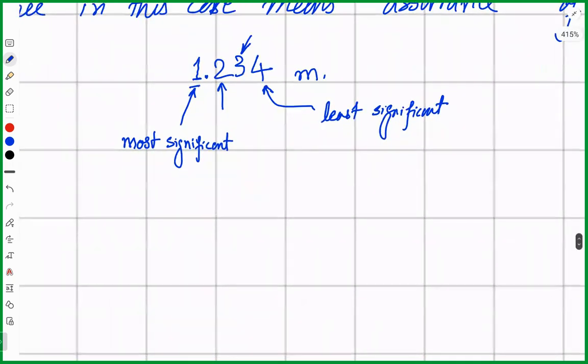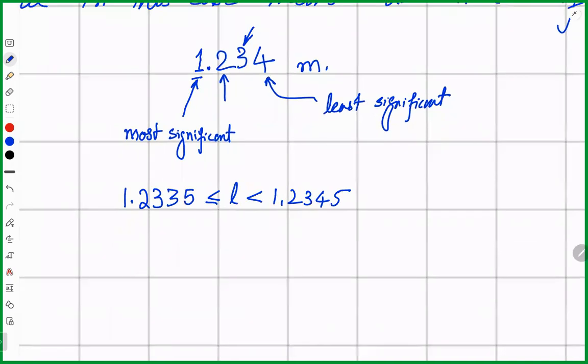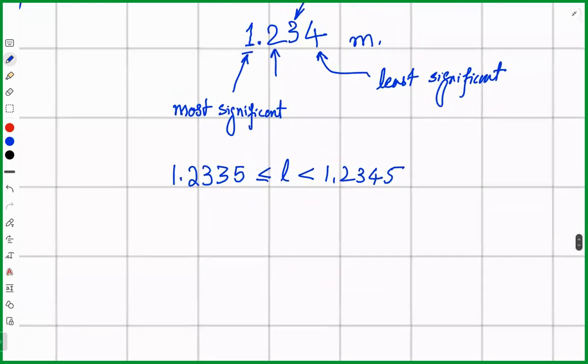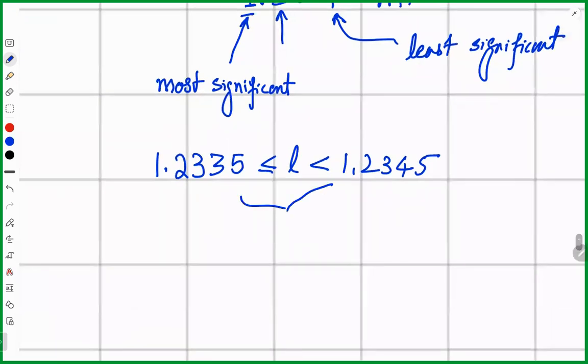Now, the actual size of the table can be 1.2335 to 1.2345. So the actual length can be more than, equal to, or less than this. So all these numbers will round off to 1.234 meter. That means this 4 is something that we are not 100% sure of whether it is there or not.